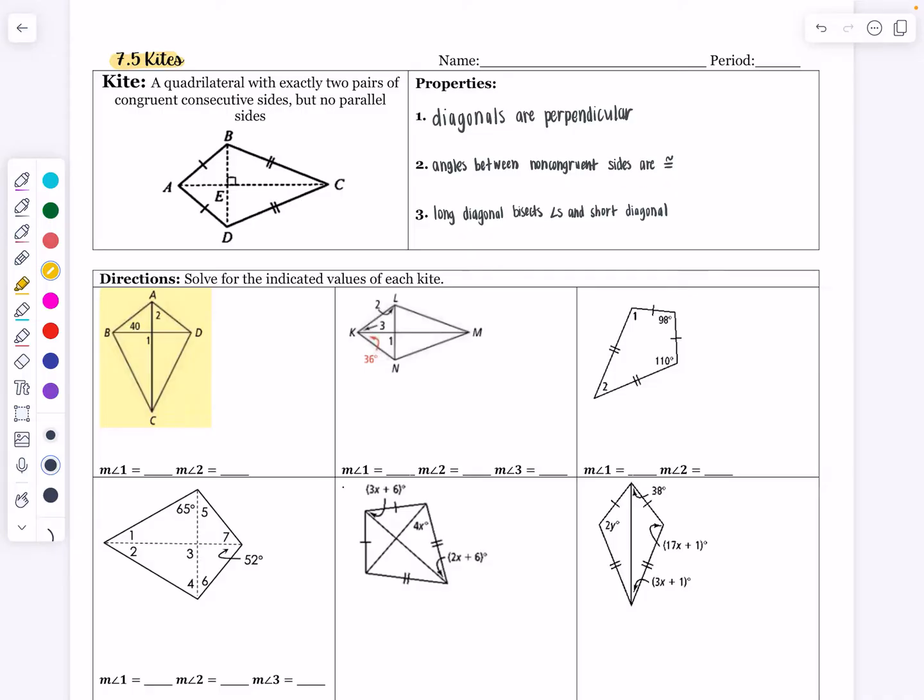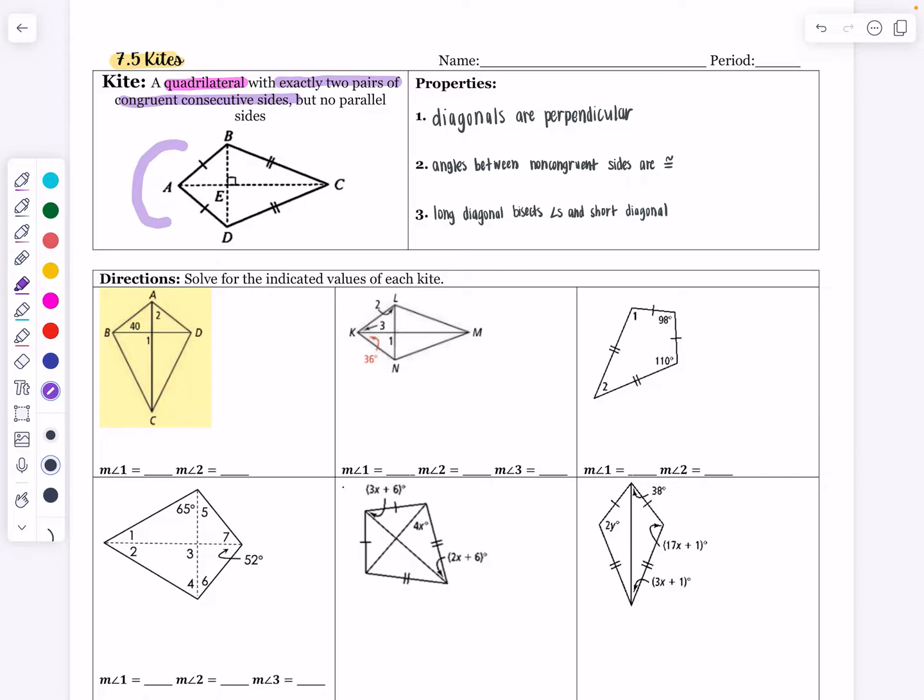A kite is going to be a type of quadrilateral, so remember we're talking about figures that have four sides, with exactly two pairs of congruent consecutive sides. We're going to unpack that in a minute. Two pairs of congruent consecutive sides, but there's no parallel sides. So here's what this means.